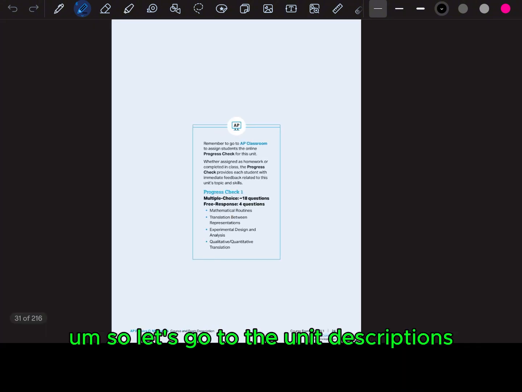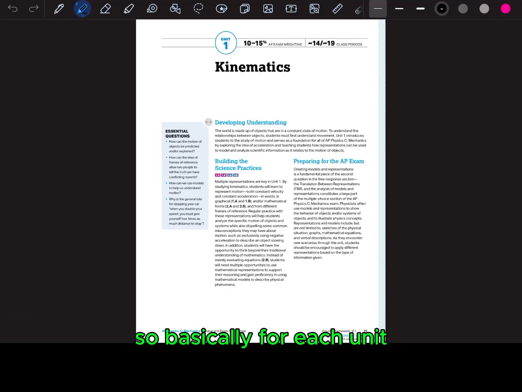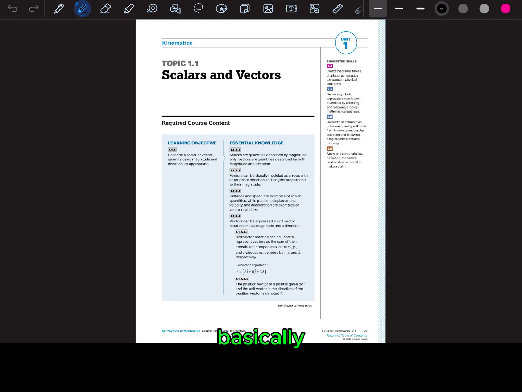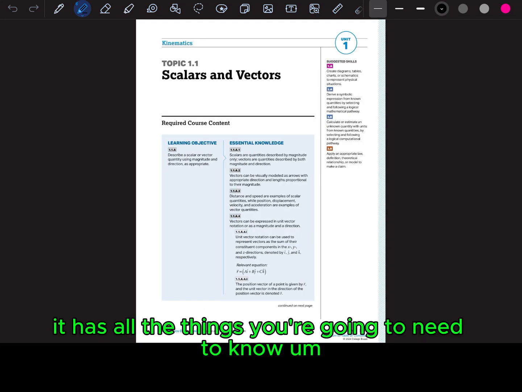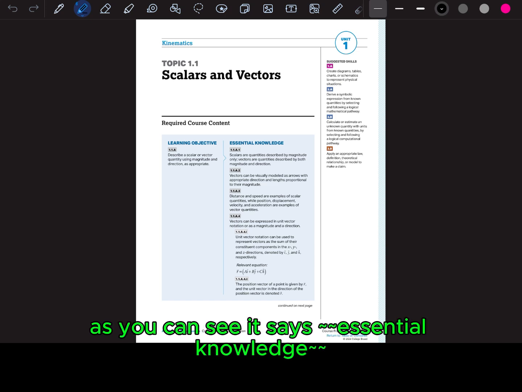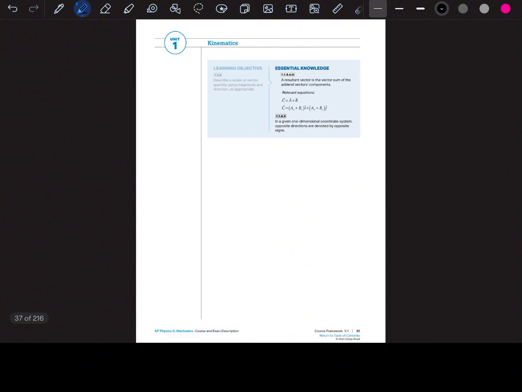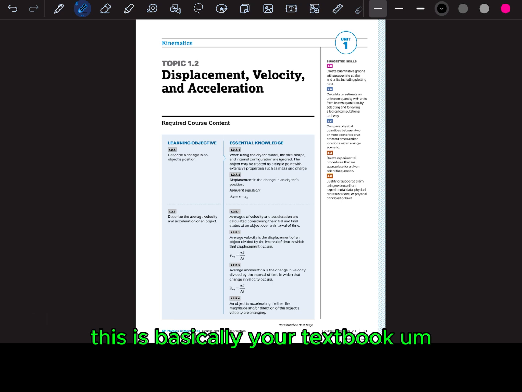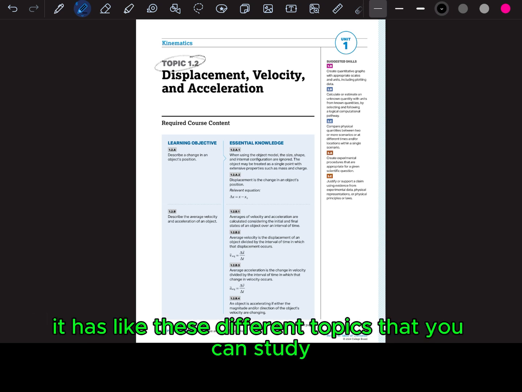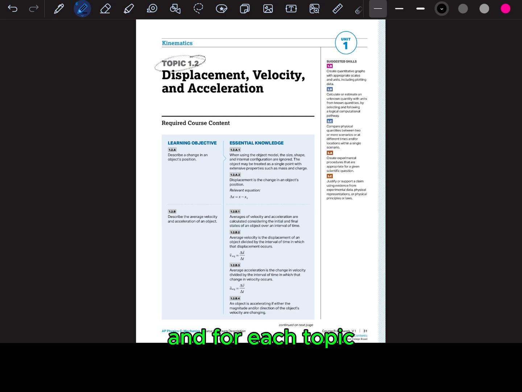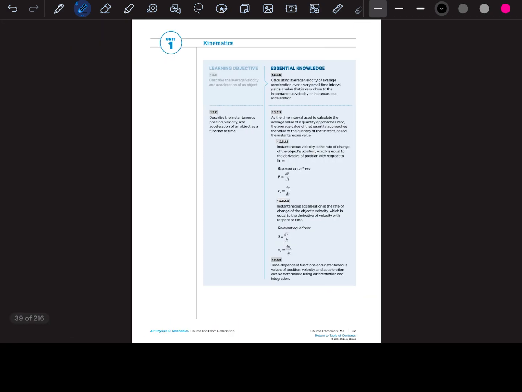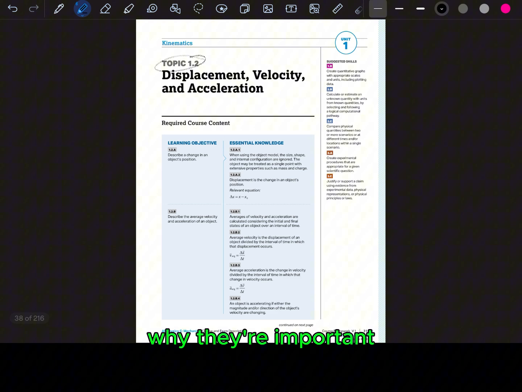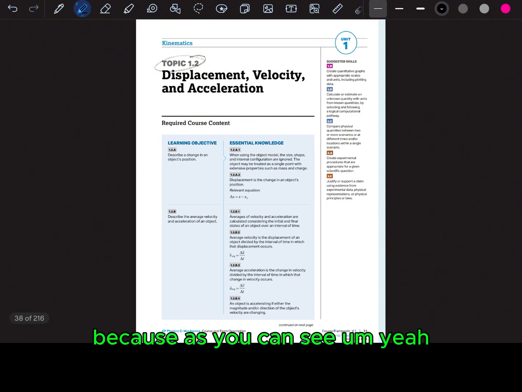So let's go to the unit descriptions. Basically for each unit there's a description of what you're going to study, and then there's a little lesson. Basically it has all the things you're going to need to know. As you can see, it says essential knowledge. That literally means essential. So everything you need to know is in here. This is basically your textbook. It has these different topics that you can study, and for each topic, as you can see, has the knowledge and everything. Also, they have these equations that you're going to use, and you're going to be able to know why they're important and how they're related to each other and everything.